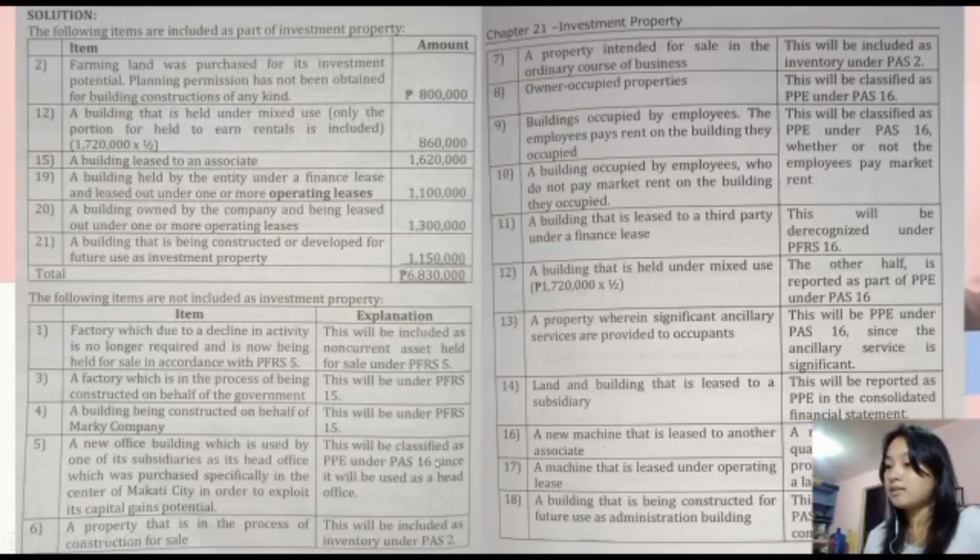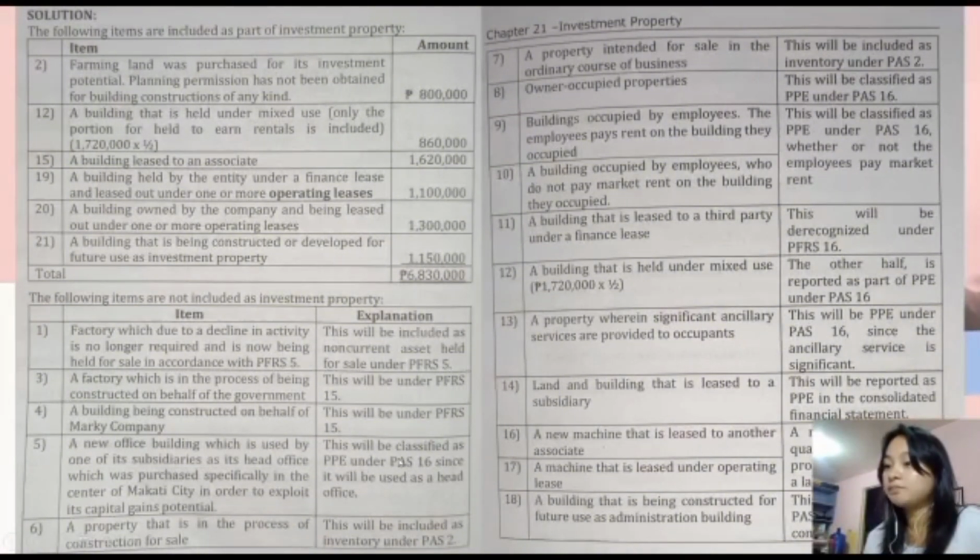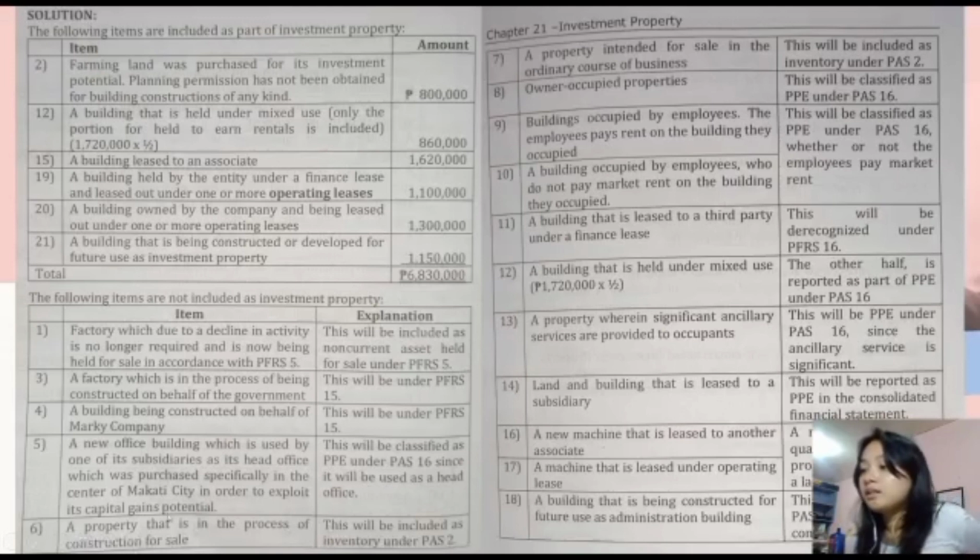Also same as number 10. So 11, a building that is leased to a third party under a finance lease. This will be recognized under PFRS 16.